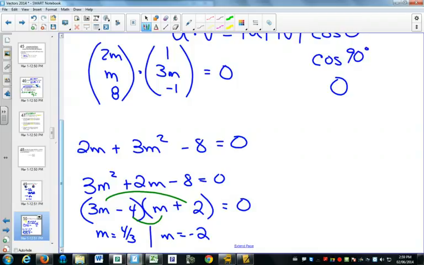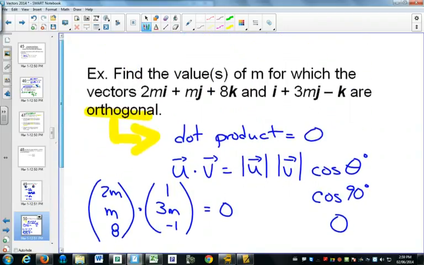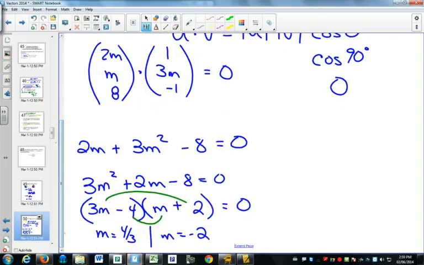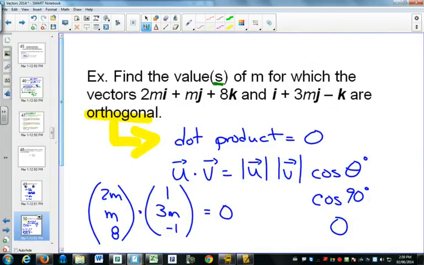So, have we solved the whole question? It just said, find the value or values. Oh, I gave a hint that there might be more than one. Ooh, I should do that on every single thing. It would be: find the values of m or m's for which the vector or vectors are orthogonal. There we go. Then it would be good.